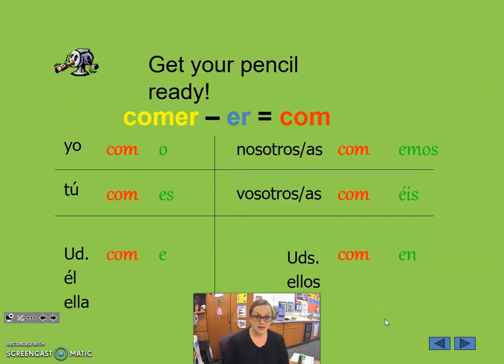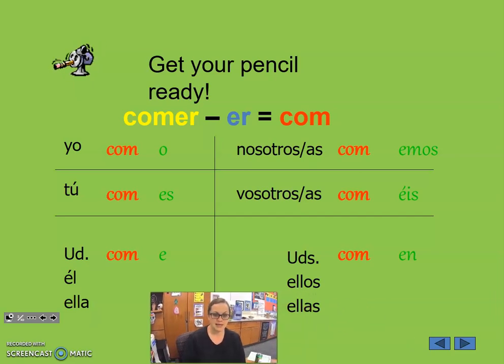Okay, so here is an example verb. Comer means to eat. I have taken off my ER ending to have my stem, which is COM. And then we're going to add back our endings for ER, which will make it yo como, I eat; tú comes, you eat; usted, él, and ella come; nosotros comemos; vosotros coméis; and ustedes, ellos, and ellas comen.